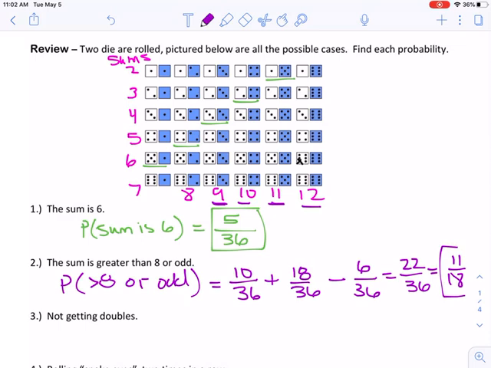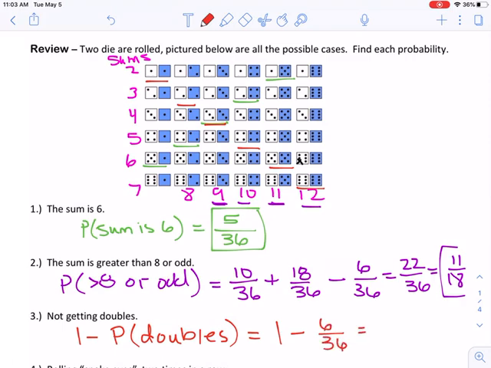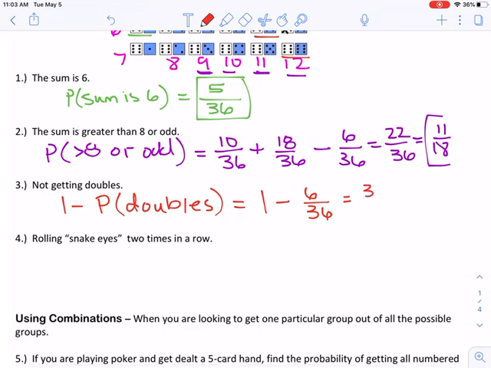Maybe I have a not statement. Sometimes when I have a not statement, it's easier to find the probability of how to get it and subtract that from 1. So for question number 3, if I want the probability of not getting doubles, I'm going to take 1 minus the probability that I do get doubles. So I'm going to take 1 minus, I can get double 1s, double 2s, double 3s, double 4s, double 5s, or double 6s, which is 6 out of 36. So that would give me 30 out of 36, or 5/6.